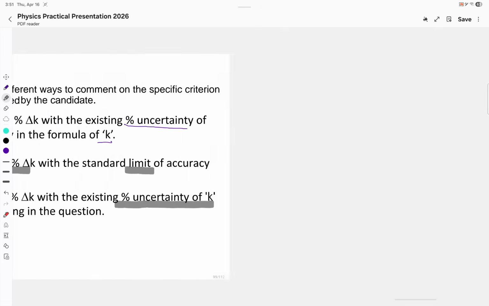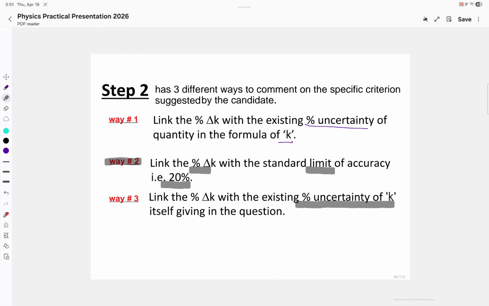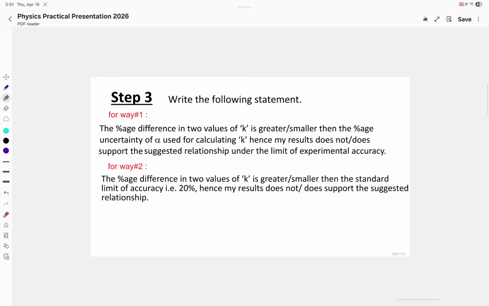First of all, find the difference percentage, because supporting the relationship needs three steps. Step number 1, find the percentage difference. Step number 2, start thinking to make a comment, or start thinking about the selection of a specific criteria, and then write this statement.